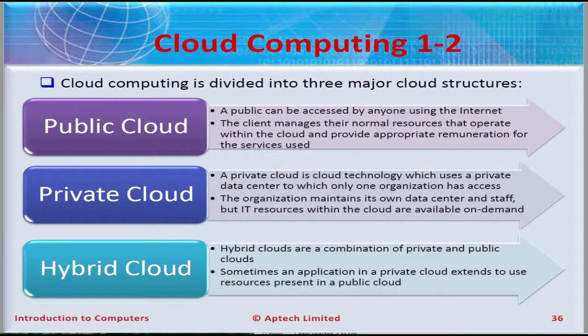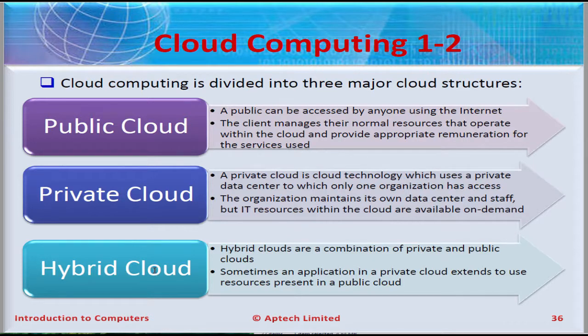The next one is a combination of these two. We call it the hybrid cloud, a combination of the private and public cloud. Sometimes an application in a private cloud extends to use resources present in a public cloud.